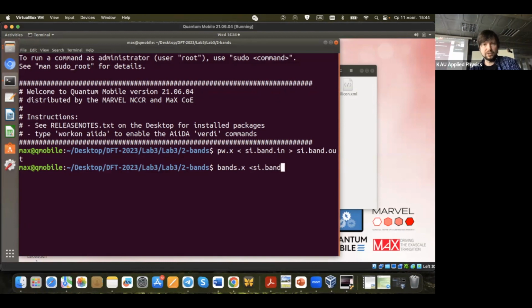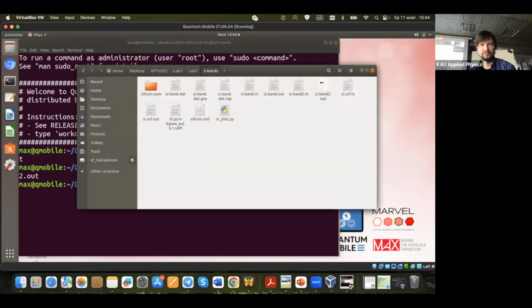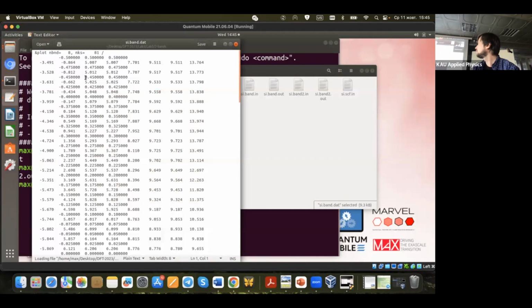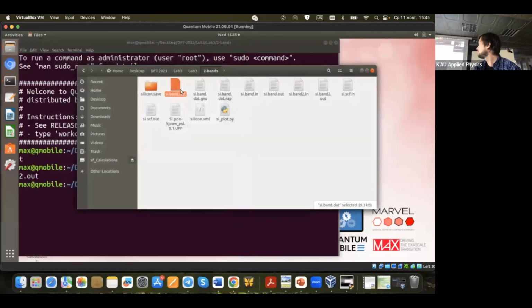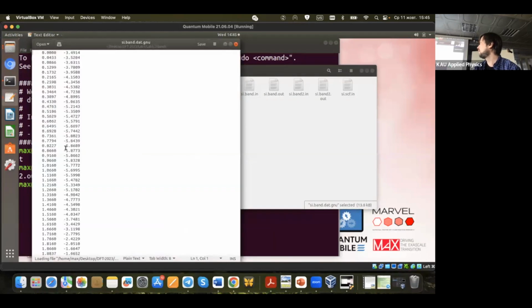Then C band 2 in, C band 2 out. Usually it is very fast. And I have a few files, I have a few formats. C-band that. You see, it just removed k points and this energy, but it's also not so convenient. And bands 8, NKS, number of Kohn-Sham states 8. C-band that GNU. This is the file we want to use.